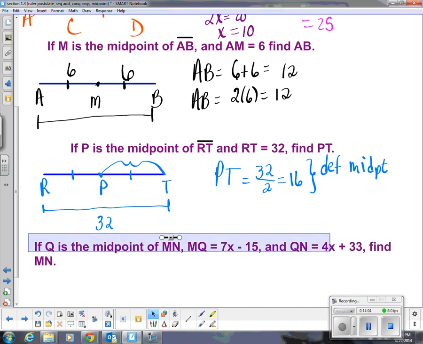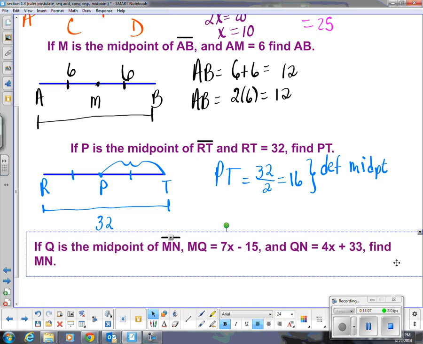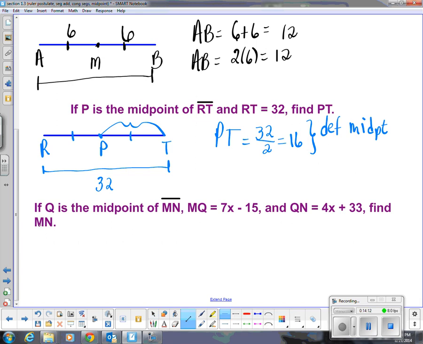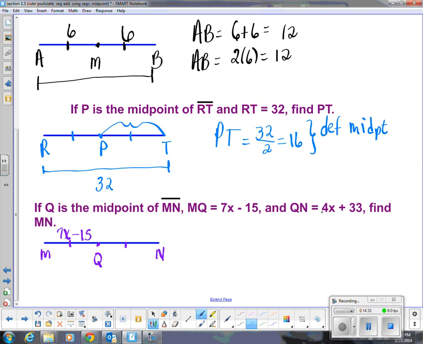So if Q is the midpoint of MN, what is the first thing that you're going to do? First thing you're going to do is draw a picture. Picture, picture, picture. All right. So now we're going to have M is this endpoint. N is that endpoint. Q now is the midpoint. Mark the diagram. All right. So on MQ, I'm putting 7x minus 15. On QN, I am putting 4x plus 33. You need to know how to write the equation. What do you know about a midpoint?